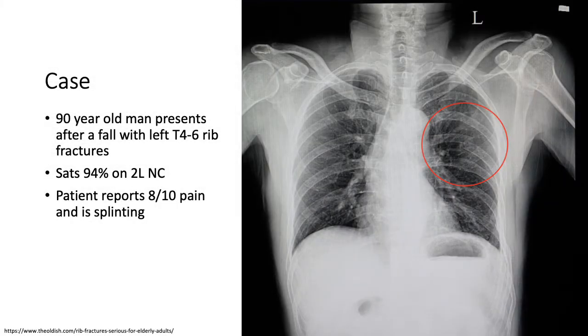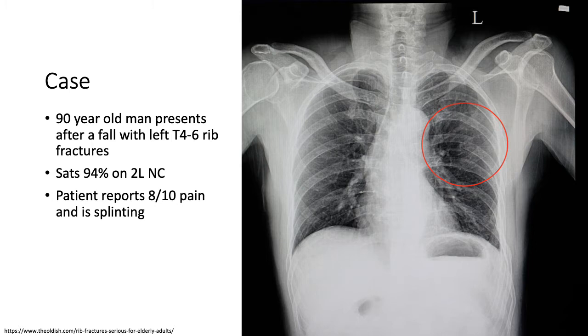This case is a 90-year-old man who presents after a fall with left-sided T4 through 6 rib fractures. He is saturating 94% on 2 liters nasal cannula and is reporting severe pain, and he is splinting on exam. The intensive care unit consults the regional team for his pain management. Which block would you perform?